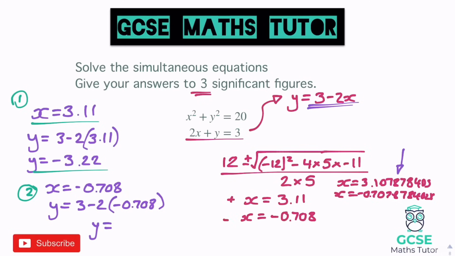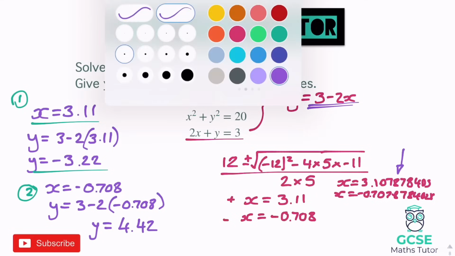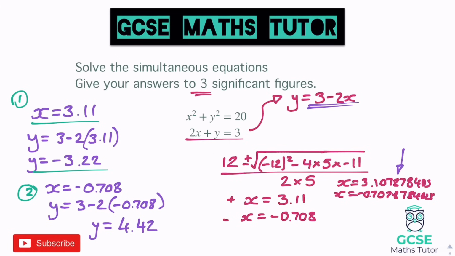3 take away 2 times negative 0.7078784028 at the end, I think. Doesn't actually matter as we get this far into the decimals. That's not going to have much effect on my answer. But there we go, press equals, and we get y equals 4.415. The 5 rounds it up, so it's 4.42. But again, you can write down all the digits and then round it afterwards. And there is our second solution.